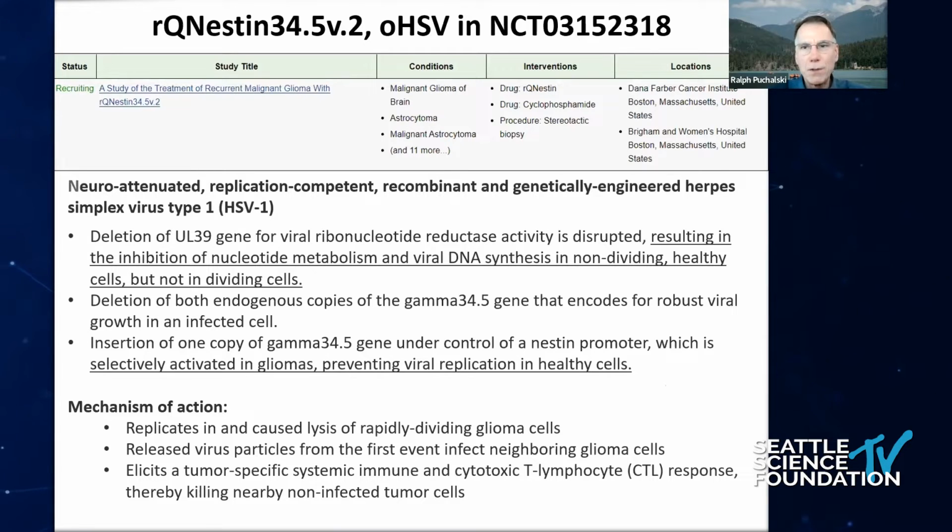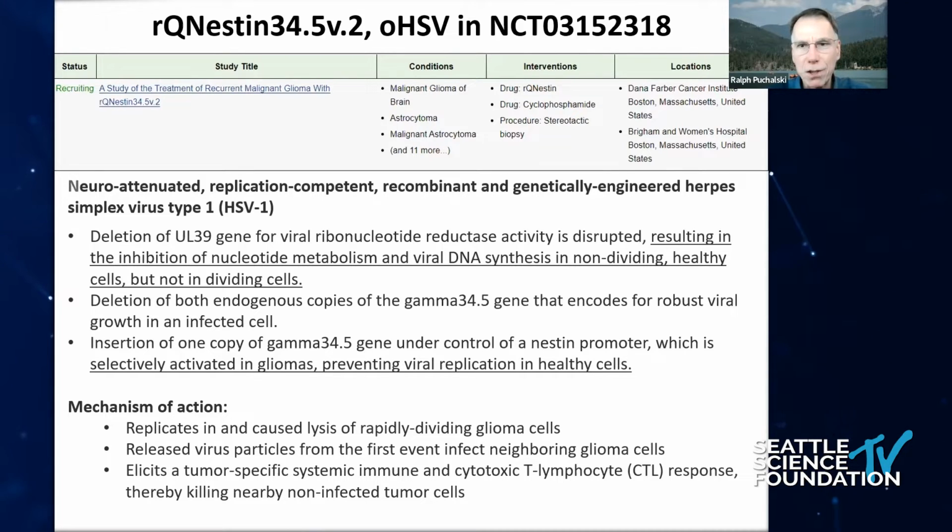In this work, we use the OHSV viral vector called rQNestin34.5 version 2. And it's also been used in a clinical trial for the treatment of recurrent glioblastoma. And that was organized by investigators at Dana-Farber and Brigham and Women's Hospital. The vector is a neuroattenuated, replication-competent, recombinant, genetically engineered herpes simplex virus. That's a mouthful, but I'll explain that.